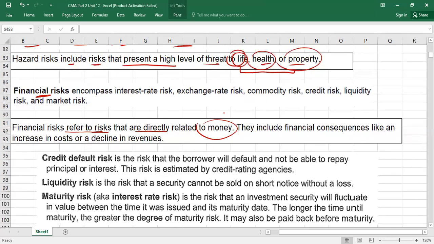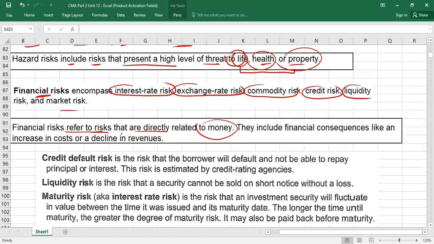Now, what are the examples of financial risk? Financial risk may include interest rate risk, and we need to understand what is meant by interest rate risk. It may also include exchange rate risk, commodity risk, credit risk, liquidity risk, and market risk. A few of these I'm going to explain here.